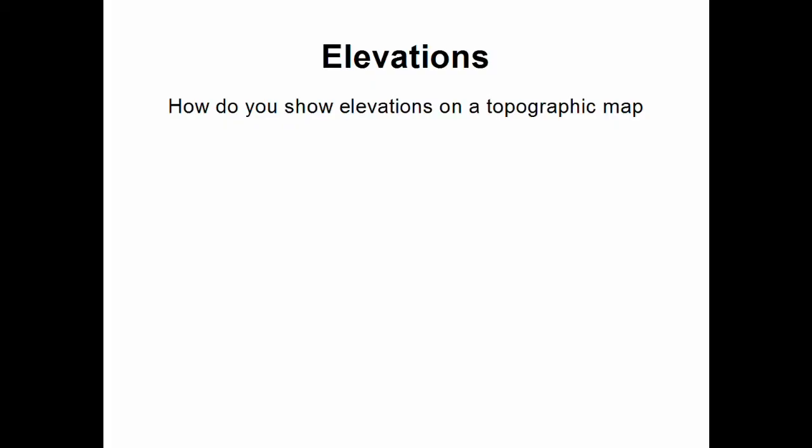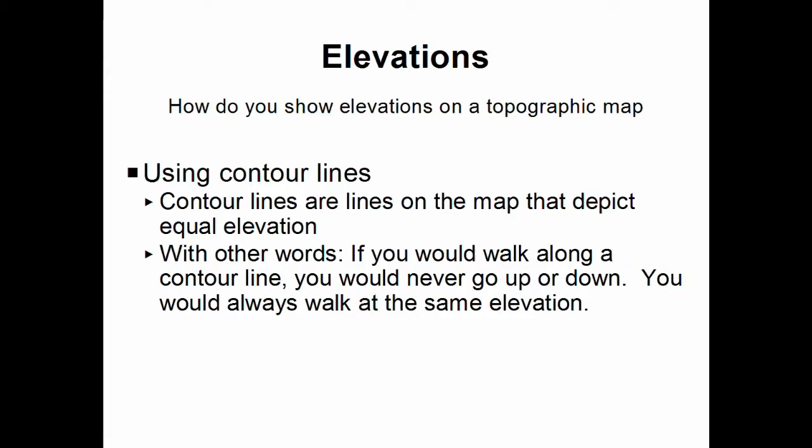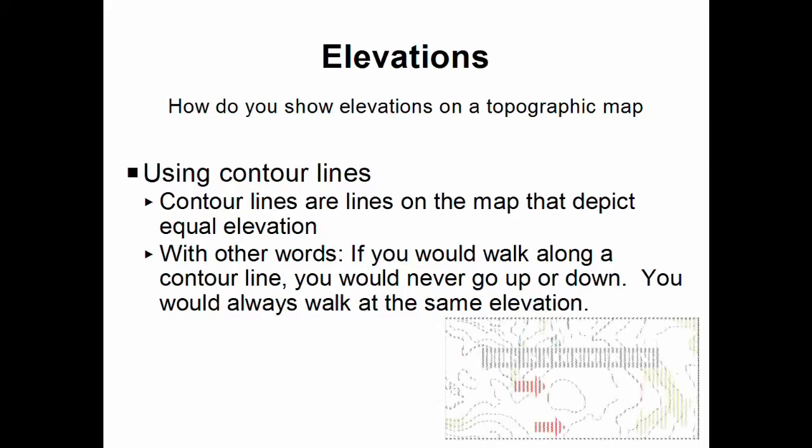Now, one of the problems we're going to face is how do you show elevations on a flat piece of paper, like a topographic map? Well, we use something called contour lines. And in these little exercises, you will find out how to read, how to interpret, and how to make your own contour lines. Contour lines are lines of equal elevation on the map. In other words, if you were to walk along a contour line, you would never go up or down. Walking on a contour line will keep you always at the same elevation.